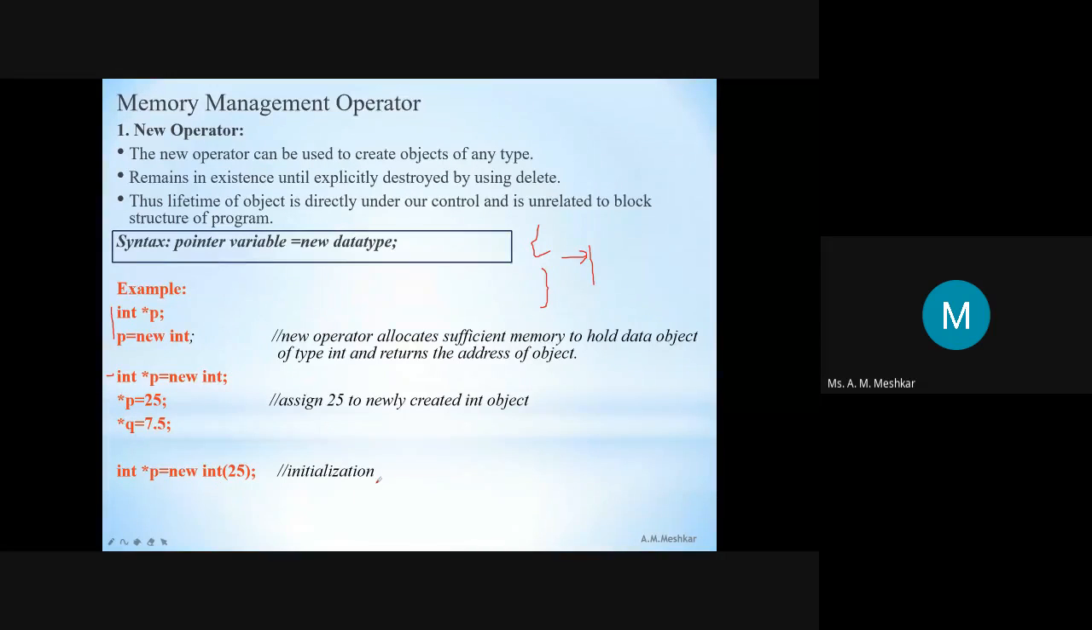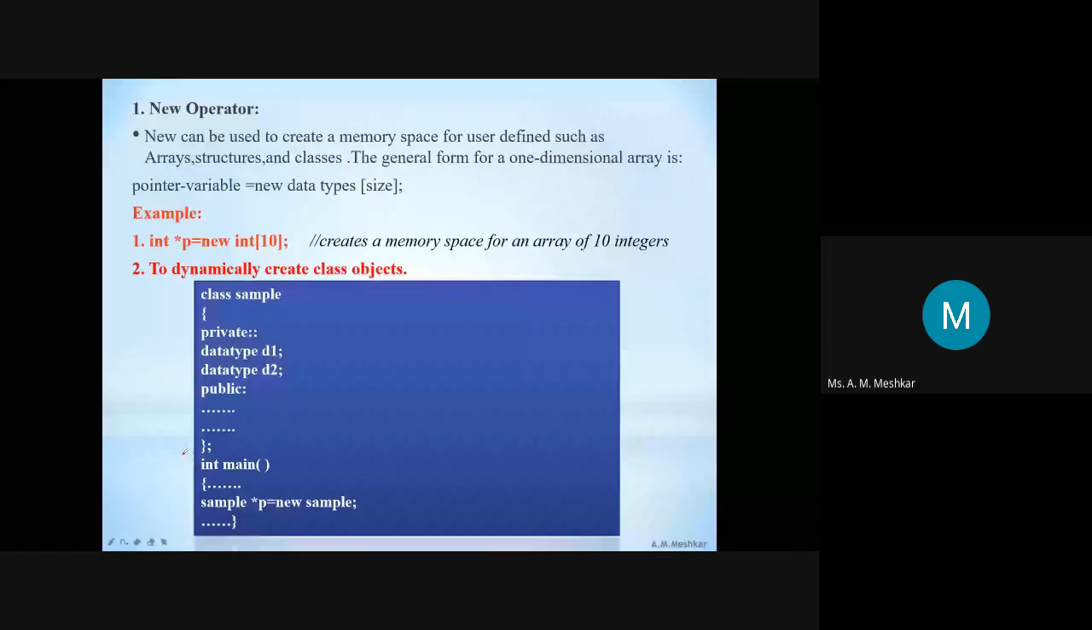See, we can initialize this thing also in one statement. ये सारी जो चीजें हैं ये एक लाइन में लिखी जा सकती हैं। int *p = new int(25). We will just complete new, and in the next lecture we will see delete.